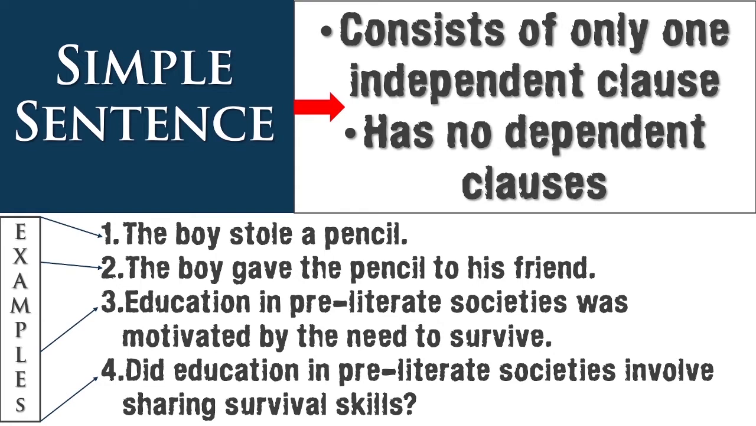Let's see some examples. The boy stole a pencil. The boy gave the pencil to his friend. Education in pre-literate societies was motivated by the need to survive. Did education in pre-literate societies involve sharing survival skills? Now, all these examples are examples of a simple sentence. Don't forget, it consists of only one major clause and does not require a dependent clause.